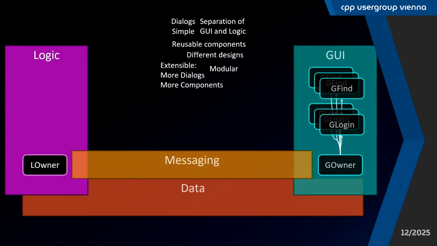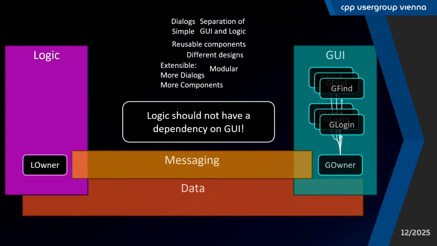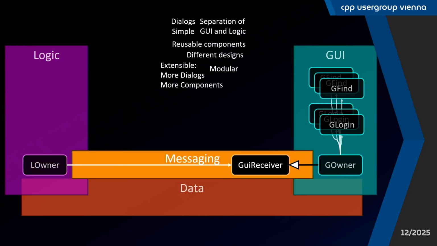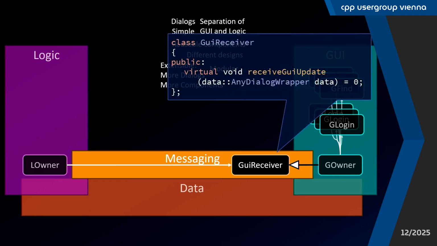Okay, so we have a sender somewhere here. I will not go into the details of the logic, but the problem is that the logic and the GUI should be separate. I don't want the logic to have a dependency on the GUI, so the logic owner cannot call a function on the GUI owner. And this is a place where object-oriented design shines. So I will just create a little GUI receiver, an interface class, the GOwn, which can look something like this. So it has a virtual function, receive GUI update, for example.